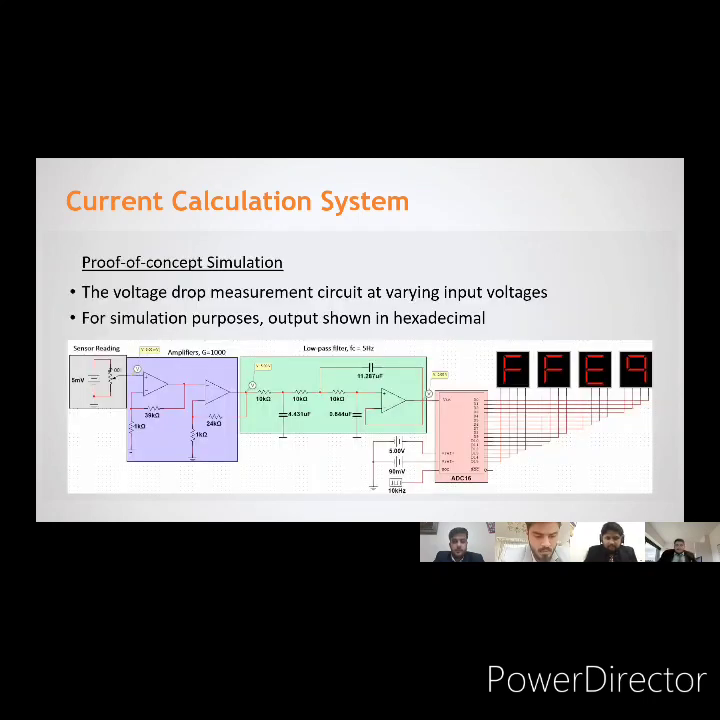We also have made, as a proof of concept, a simulation of how our system will work. As we can see on the screen, we'll measure the voltage drop. We first pass our signal to our amplifiers, which will then pass the signal to our low pass filter, which will remove the high frequency measurements, and then it will pass it to the ADC, which is going to pass it to a microcontroller that's going to process the data, show it on a display on the device, and then also upload that data to the cloud to be processed in a database.